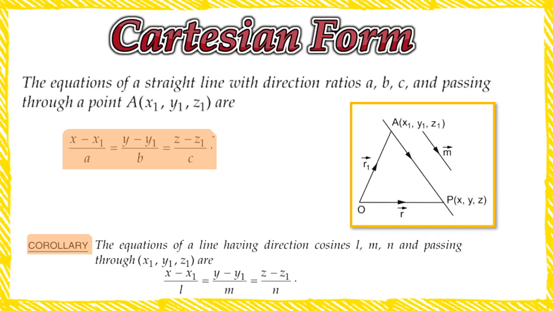The equation of a line having direction cosines L, M and N and passing through x1, y1, z1. If in case you don't have A, B and C and you are given DCs in the question, there is no problem. You can write the equation of the line like this. Instead of A, B, C, we will write down L, M and N.